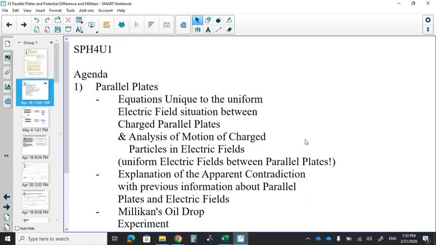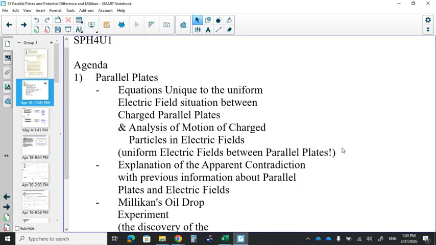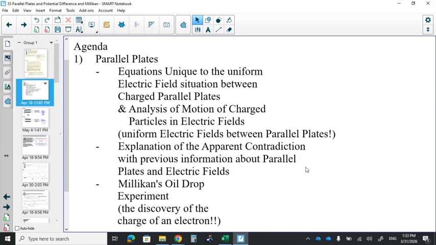On the menu today, parallel plates and the equations that are unique to the uniform field situation between charged parallel plates, and all that stuff. And then eventually motion of charged particles in electric fields. Later on, we'll be in varying electric fields, but the nice thing about parallel plates is it's a nice uniform electric field. We're going to look a little bit at that contradiction.